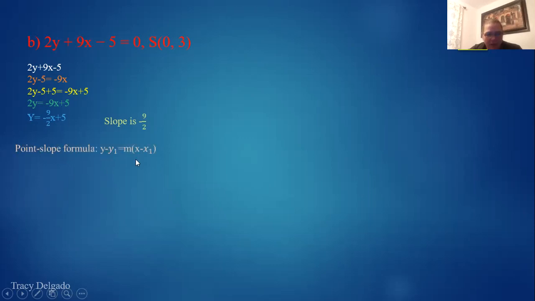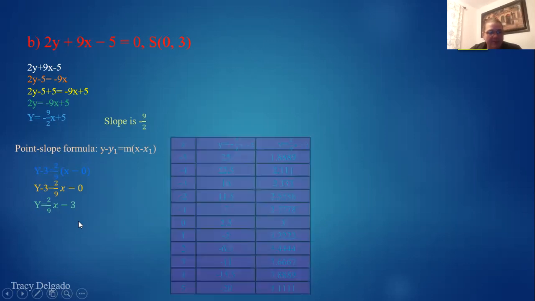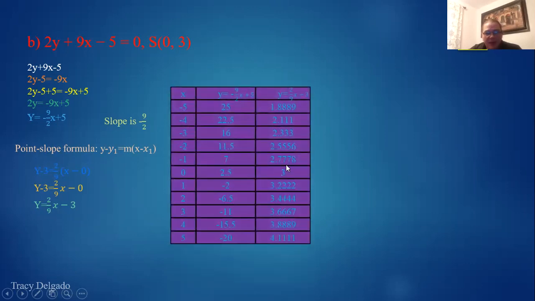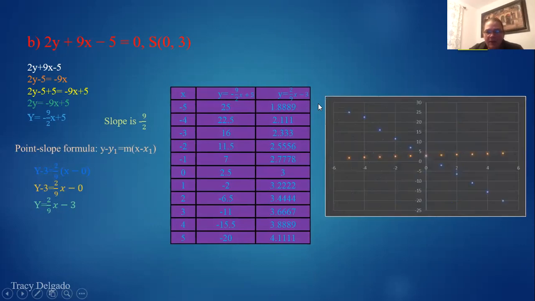And there's our point slope formula again. Y minus 3 equals 2/9 times x minus 0. Y minus 3 equals 2/9x minus 0. Y equals 2/9x minus 3. And this is my calculations here. And this is my graph. And right here is where they're going to intersect, right there.